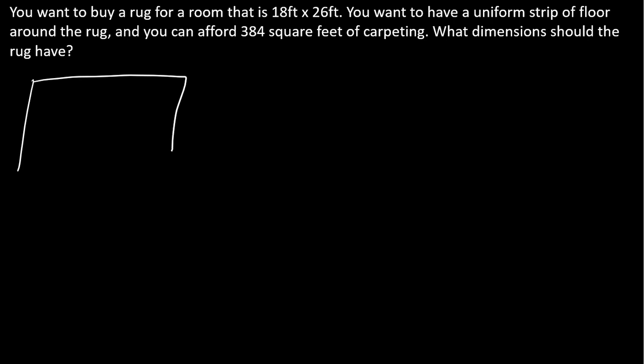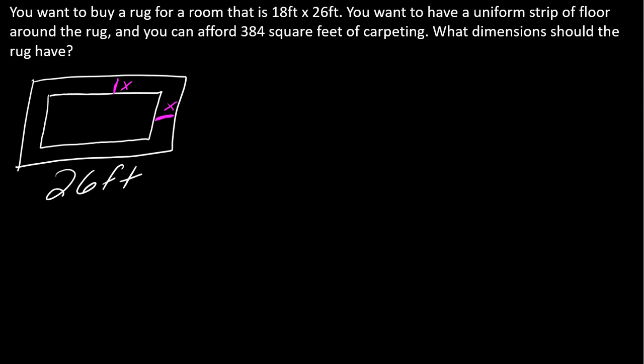I've got a room and I've got a rug, and I want this little strip around the rug to be uniform. From here to here, this is x, and from here to here, this is also x. The thing I know about the room is that the room is 26 feet by 18 feet. So here's the situation. Just to finish marking this off, this is x, and this is also x. So I've got that uniform strip around it. I can afford 384 square feet of carpeting.